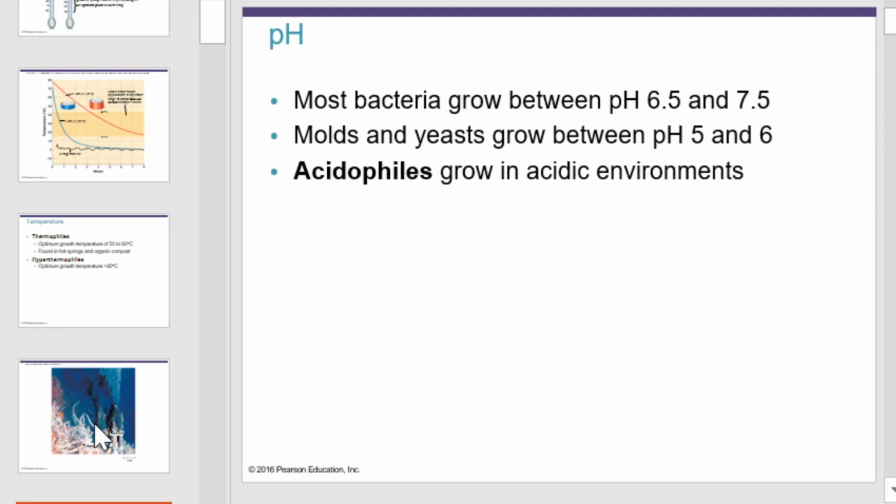Next, pH. pH, again, like most living things, is a measurement of acids and bases, and we all have a set pH that we prefer. Most bacteria grow best between a pH of 6.5 and 7.5, while molds and yeasts grow between 5 and 6. Acidophiles really like acidic environments.